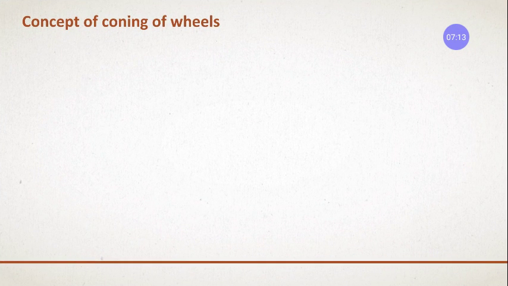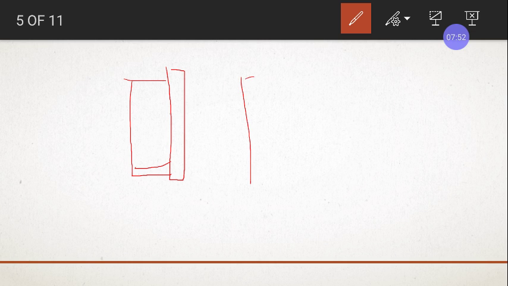Now the concept of coning of wheels. See, this term's explanation is very important. You might have seen the wheel of the train on the rails. This is how it actually is. Basically it was like this. Now they are different, but for explanation I will take this. This is how your train wheels are.